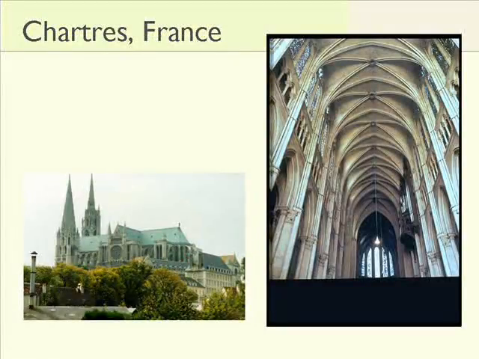One of the best examples of Gothic architecture is Chartres Cathedral in France. This beautiful building incorporates many of the uses of arches and vaults in the groin vaults of the ceiling and the flying buttresses, which help to support the exterior walls.